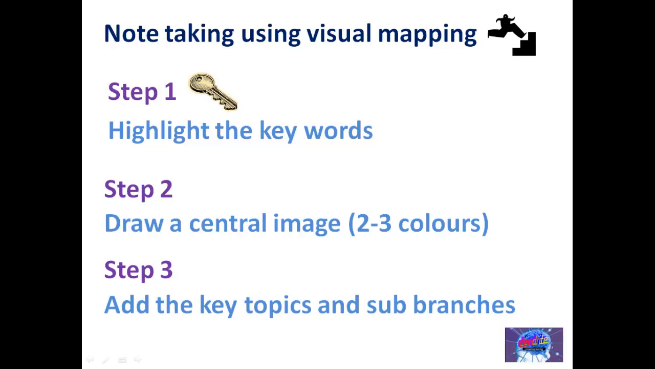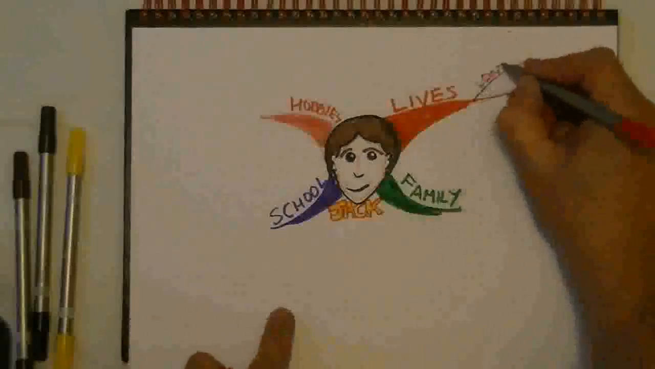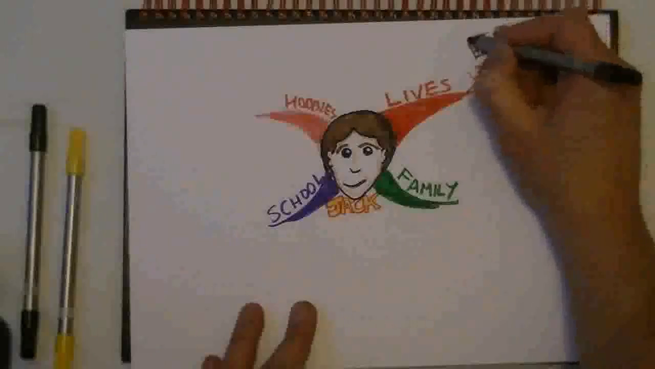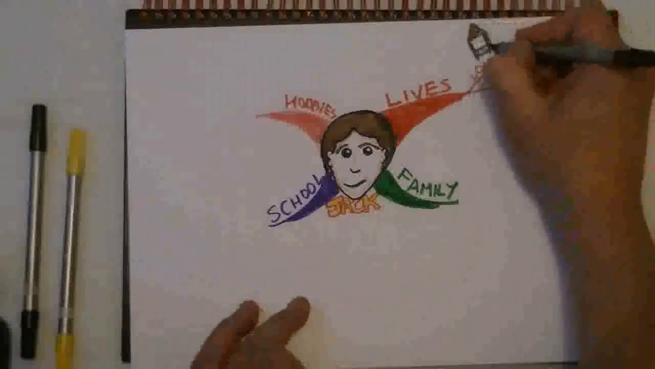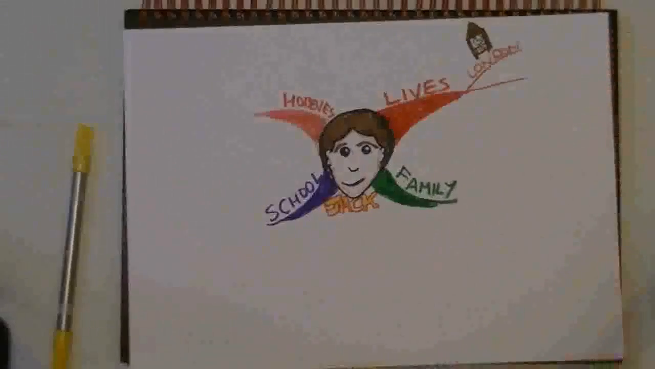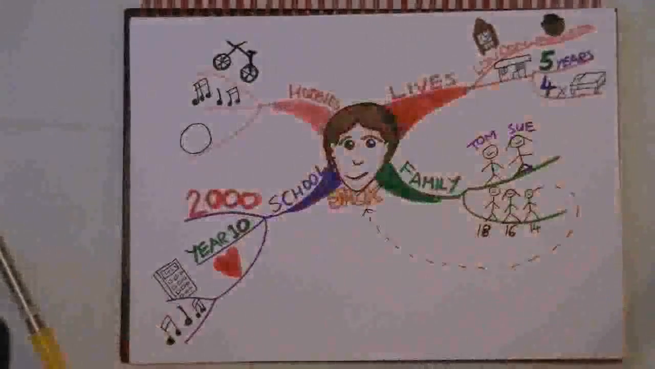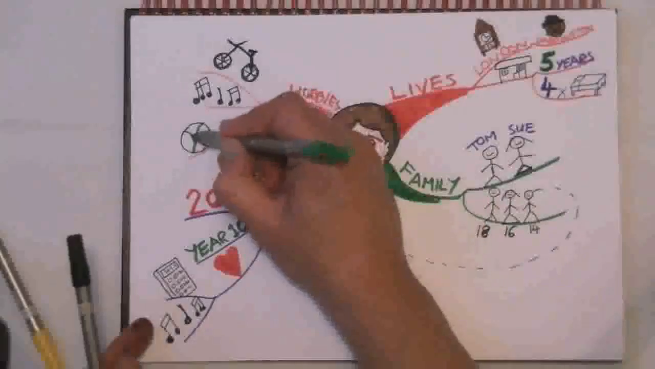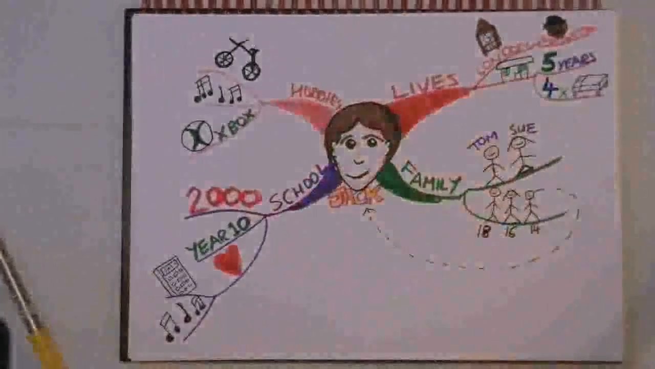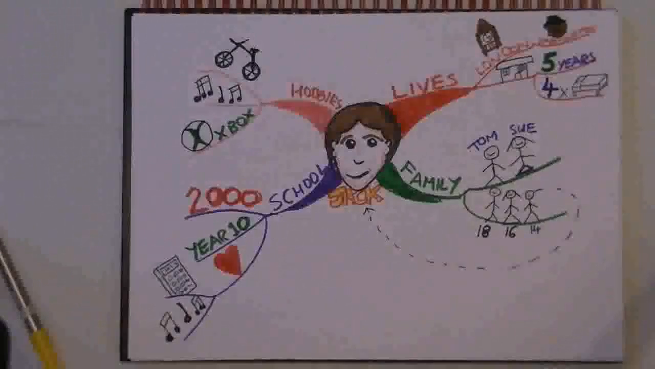Step number 3, add key topics and sub-branches to the visual map. So you've created your central image, you've added your key topic areas, now you're adding information to the sub-branches. So here we have Jack's branch about where he lives. He lives in London, drawing an image of Big Ben. You then complete the rest of the information right through to the end, adding all the information, and the beauty of the visual map is you have all the detail but on one picture, and that really helps with memory.